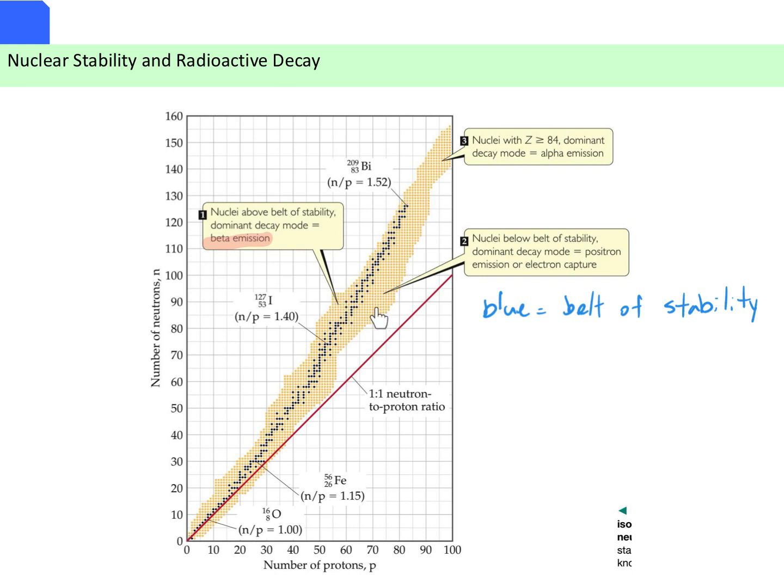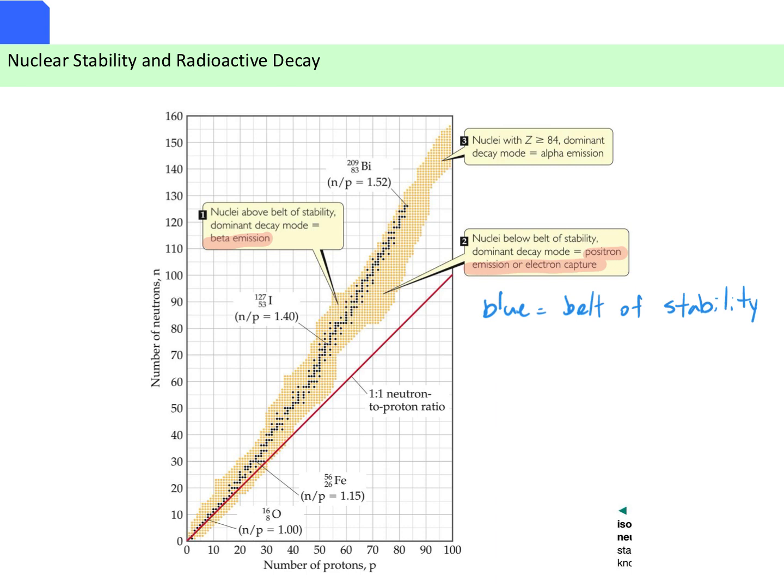Now, on the other hand, if you're below the belt of stability or to the right of the belt of stability, you're going to do the opposite of beta emission. You're going to do electron capture or positron emission, because what those do is they turn protons to neutrons. So let's say you're one of these very unstable nuclei over here, just to the right of the belt. Well, when you do an electron capture, you shift to the left, becoming smaller in atomic number and increasing your neutrons. And so you're shifting left and up. So to get to the belt of stability when you're to the right, you go to the left and up using positron emission or electron capture. And if you are to the left, you'd use beta decay, which would shift you to the right and down.